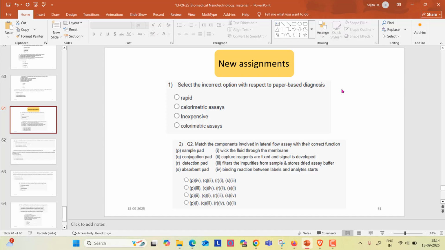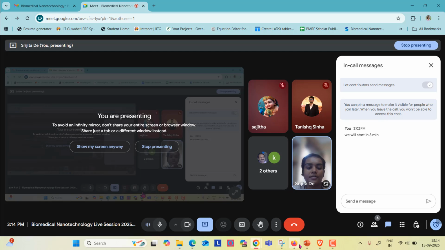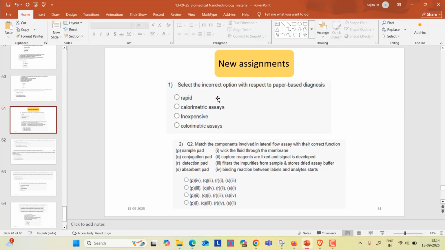So we know that paper-based diagnosis is rapid. You can also comment on the chat, right? The first question is very easy. Select the incorrect option with respect to paper-based diagnosis. It is rapid. We have just studied that paper-based diagnostic devices are rapid. They will give immediate results.